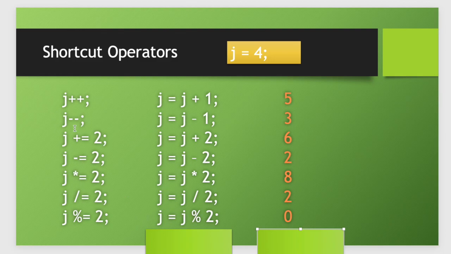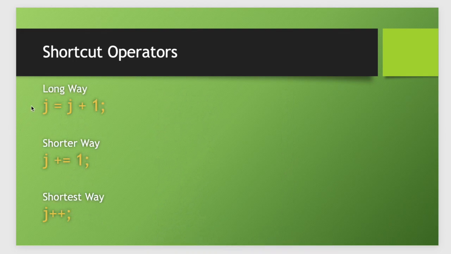Sometimes it helps if you mentally break down these shorter operations into the long equation in your head to help figure out what the ending value is. But just remember, your mathematical operator goes before your equal sign, and it is taking the value of the variable, doing whatever mathematical operation with the number on the right side, and then storing it back into that variable. So see, we can take an equation like this, written the long way, we could write it a shorter way with just the plus equals. But if it was just adding 1, the shortest way would be j++.